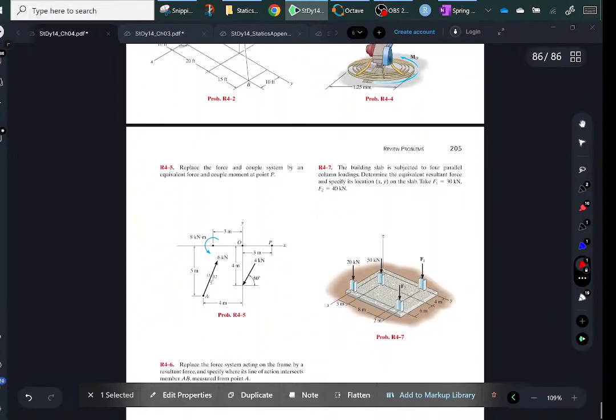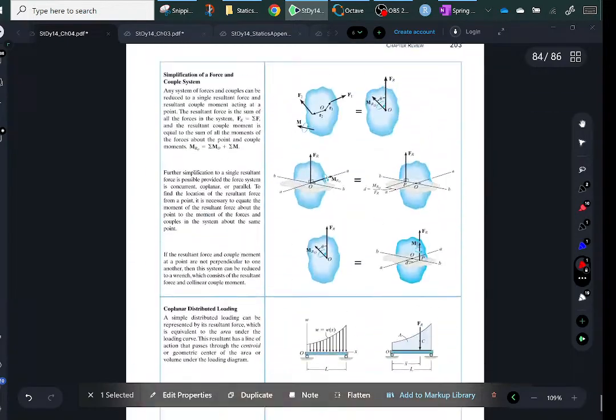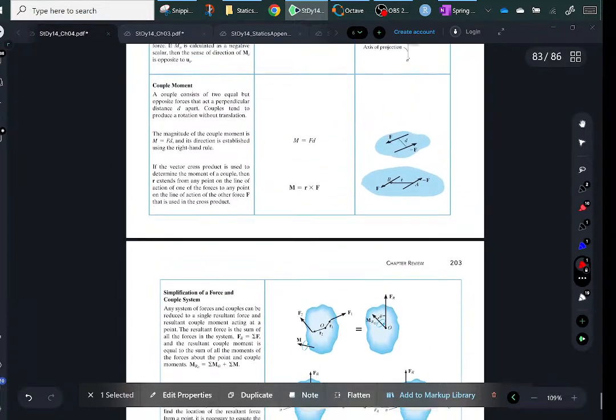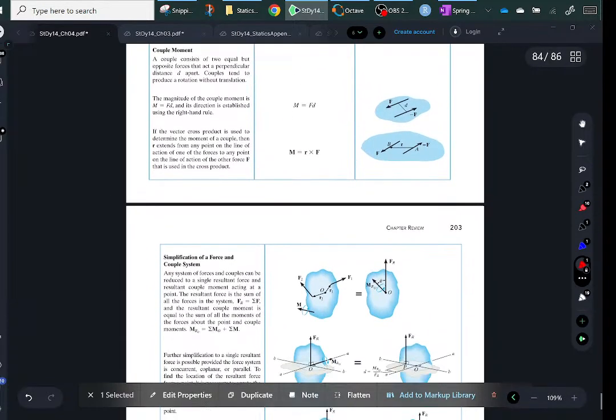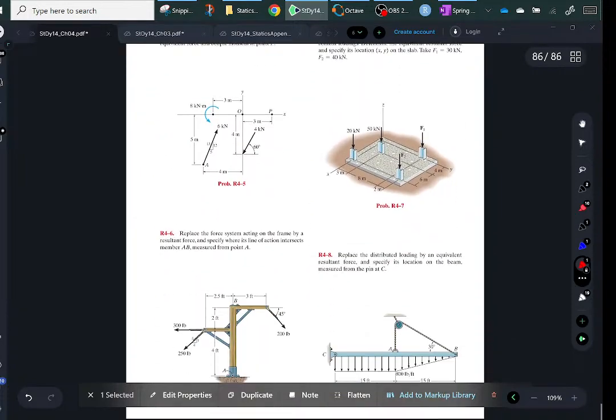And these are review problems, so we're completed with chapter 4. Chapter 5, we're going to start looking at free body diagrams for two-dimensional things, and then we'll go on to three-dimensional things.